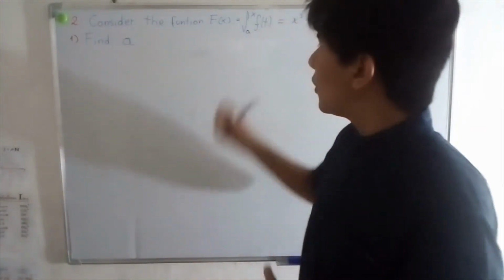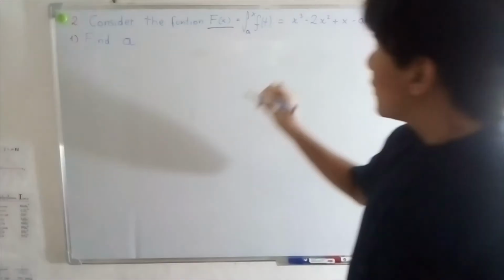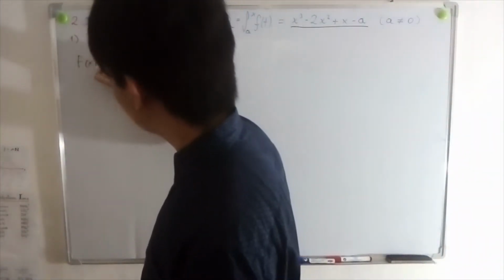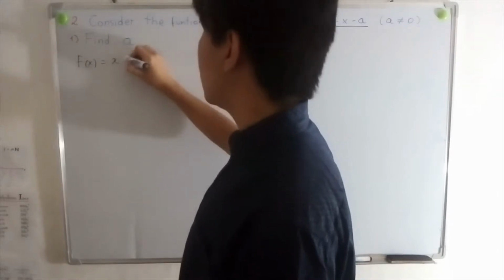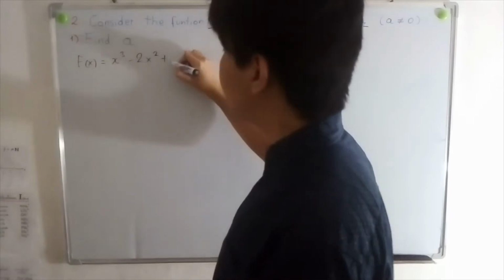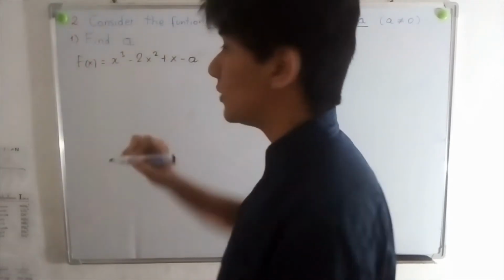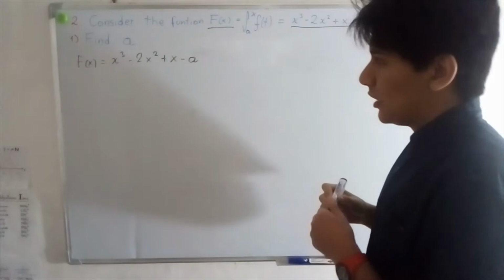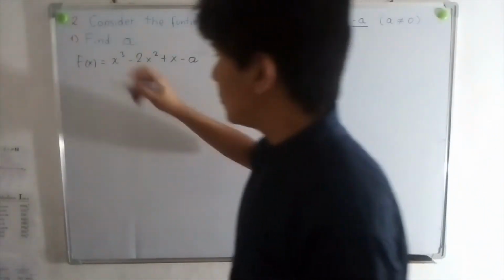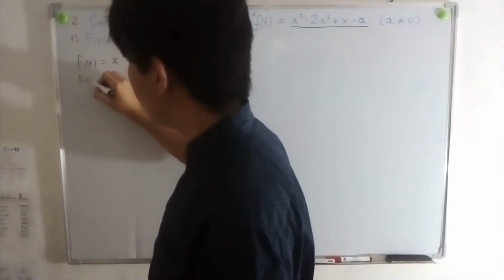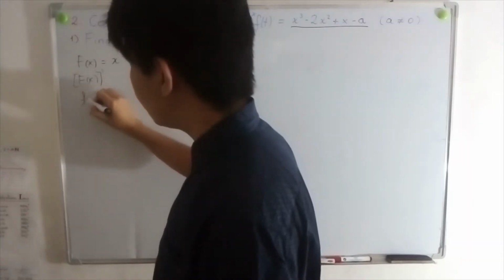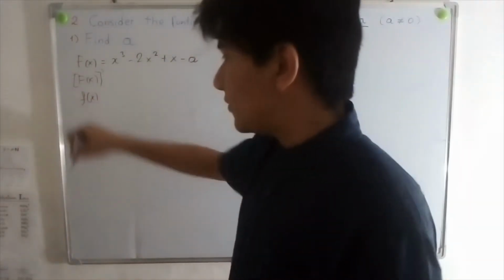First, what is capital F? Capital F is this expression here. So, capital F is x cubed minus 2x squared plus x minus the constant a. And the derivative of capital F is f. So, the derivative of capital F is f of x, okay?